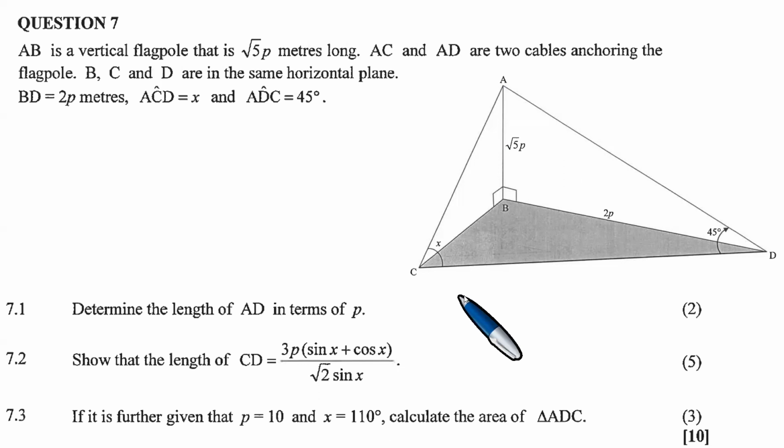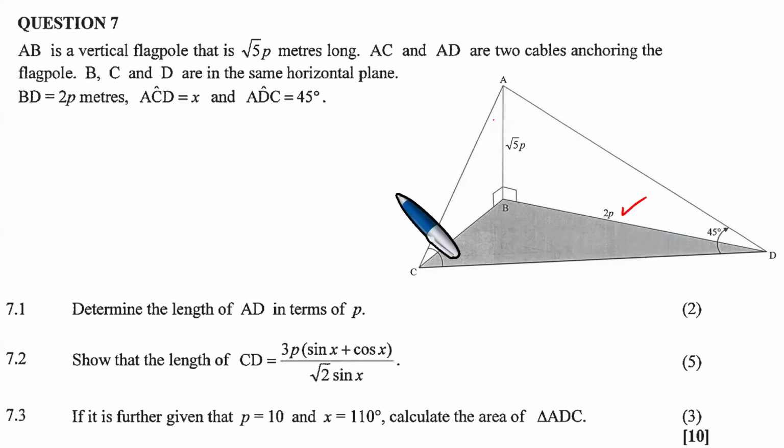Now we're looking at question 7. AB is the vertical flagpole, and this vertical flagpole is the square root of 5p meters long. AC and AD are two cables anchoring the flagpole. B, C, and D are in the same horizontal plane. BD is 2P meters.